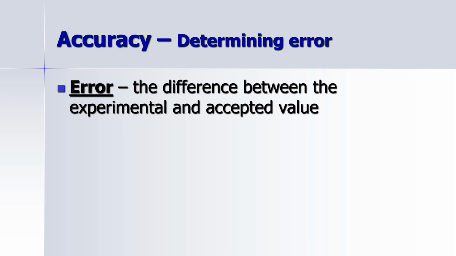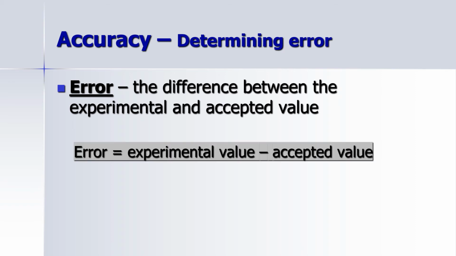So sometimes you might only be asked to find the error and not the percent error. The difference between finding an error and a percent error is that the error is just the difference between your experimental value and the accepted value. So all you have to do for this one is experimental value minus accepted value. That's it. Okay, that's all you need to do to find the error.